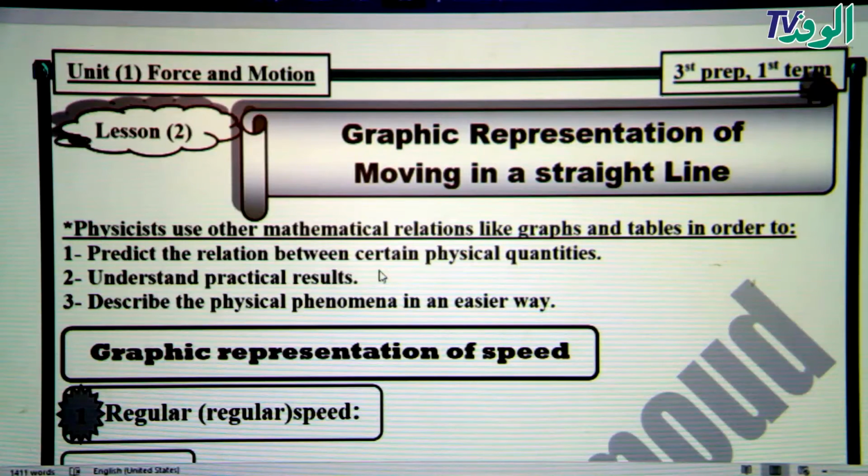How can I understand it? By using, yes, graphs and tables. Number three, describe the physical phenomenon. Also, one of the most important reasons for using graphs and tables is to describe physical phenomena in an easier way.